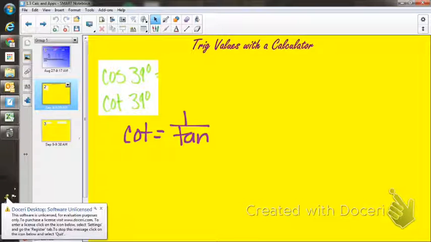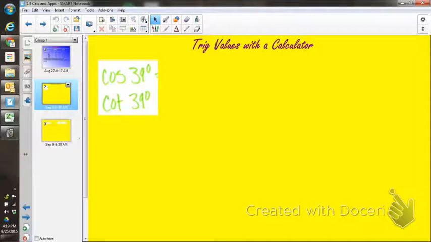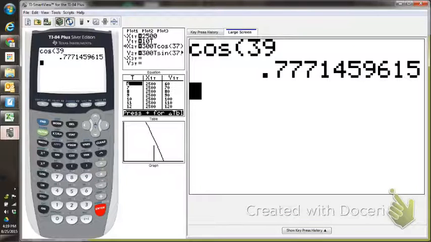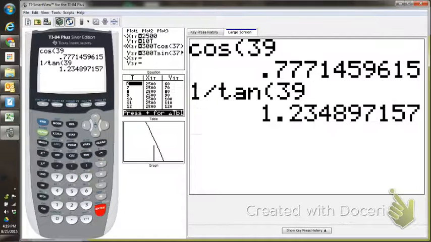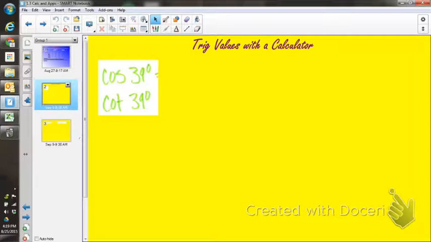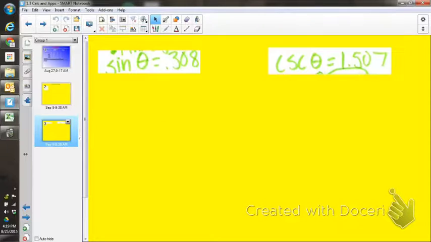So that's how we're going to type this into our calculator. We're going to type this in as 1 divided by the tangent of 39 degrees. So in order to find the cotangent of 39, I'm just going to type in 1 divided by the tangent of 39. And that's my cotangent value. Now it's pretty simple when it stays like that. The only time it gets tricky is when we actually start to look at inverses.